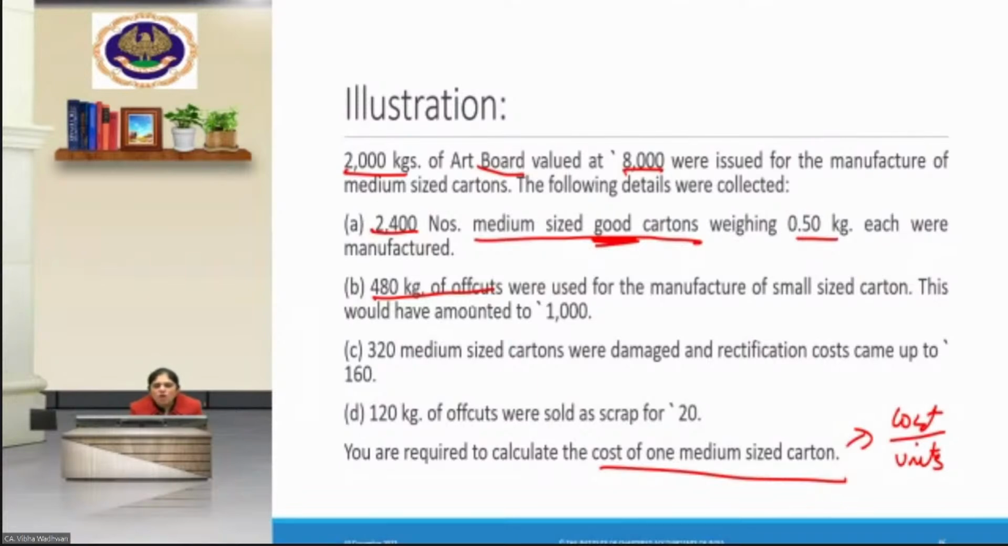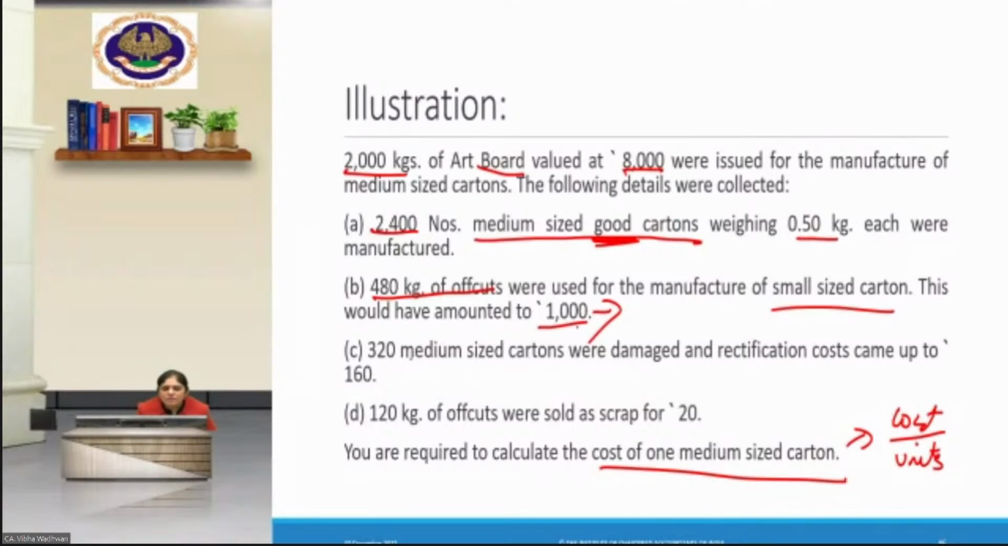And out of the offcuts, we have manufactured small size cartons also. So the corners left from the medium size were used to make the small size cartons. All right, and this would have amounted to 1,000. So basically, out of the same cost, we have recovered small size cartons also. Clear? So out of medium size cartons' raw material, we have recovered the small size cartons also.